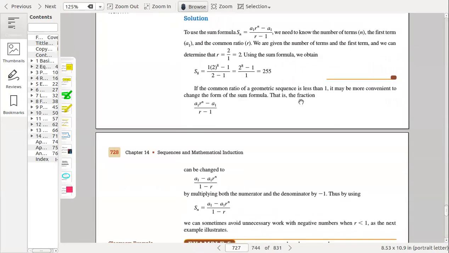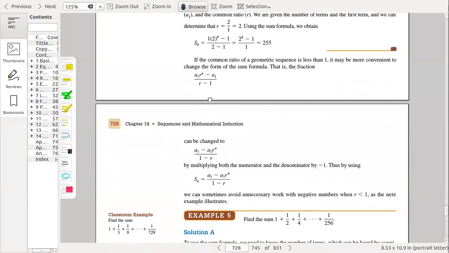If the common ratio of a geometric sequence is less than 1, it may be more convenient to change the form of the sum formula. That is the fraction. So it means if the common ratio is less than 1, we can change. How can we change?